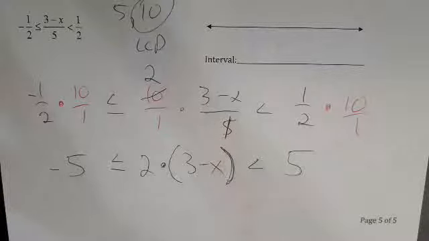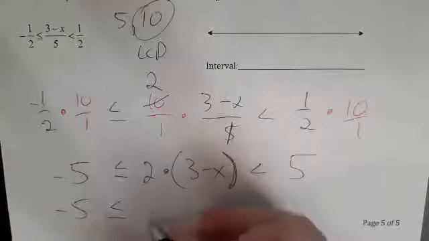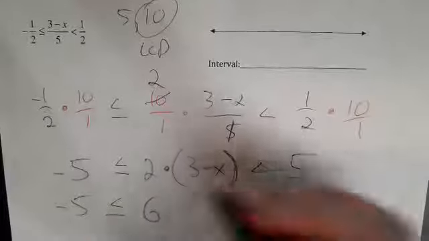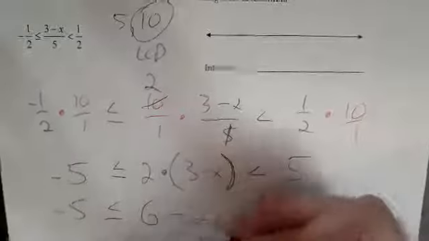Keep full steam ahead. So let's keep going. So -5 is less than or equal to... We want to do some distributions. As much as I talked about this, I hope you're doing it. 2 times 3 is giving me 6. 2 times -x is going to give me -2x. And I am less than 5.